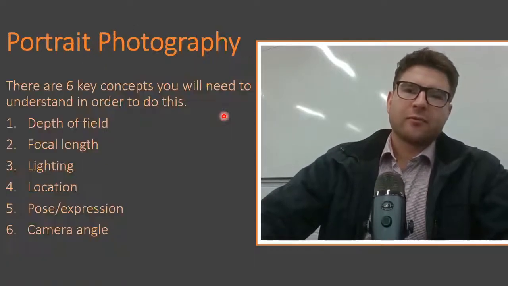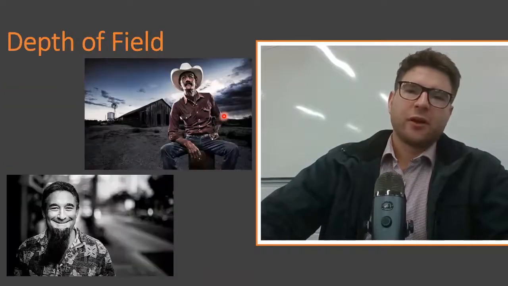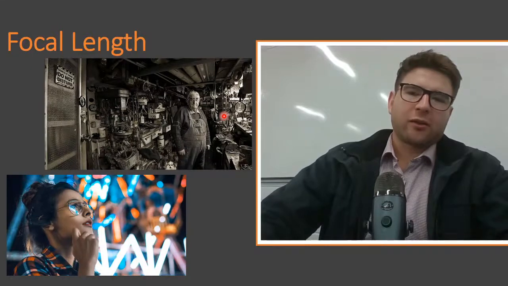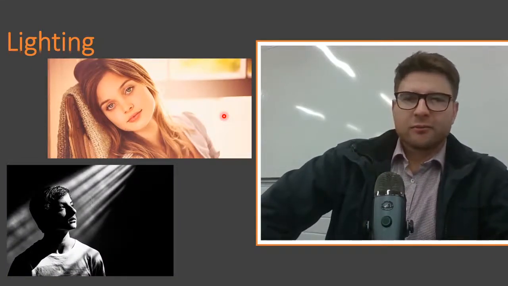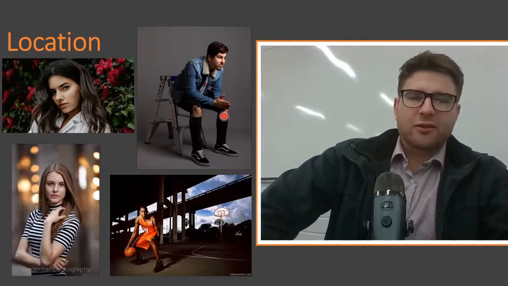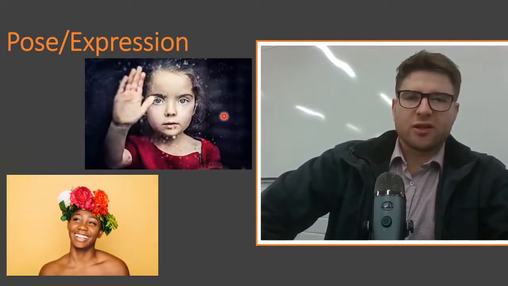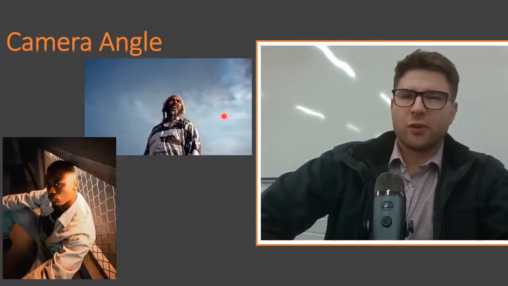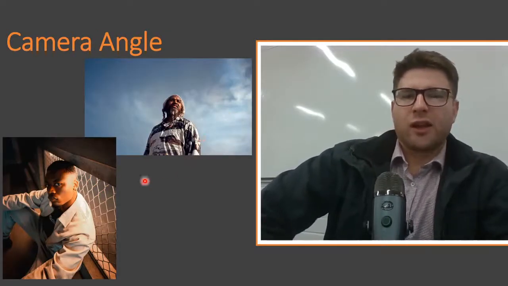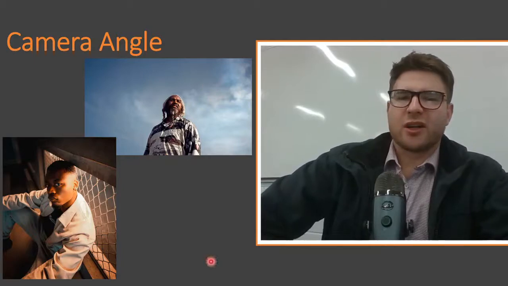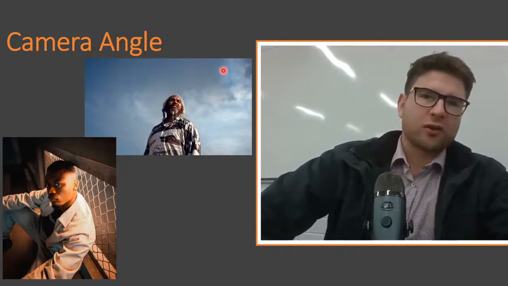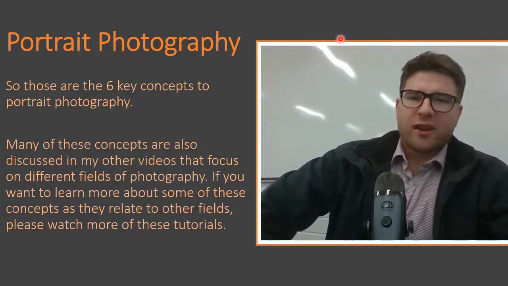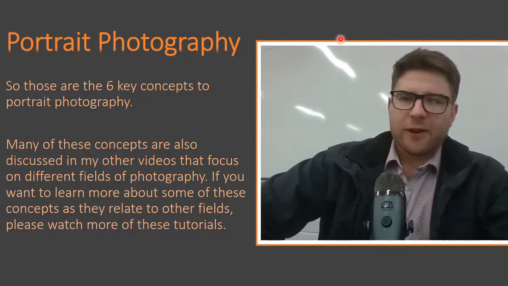So just to recap, those were depth of field, shallow and large depth of field, focal length, wide angle and long focal lengths, soft lighting and hard lighting, the location and how it relates to your subject, the pose and the expression and how that relates to the story you're trying to tell, and the camera angle, camera positioning, how you position yourself and the camera and what you include in the frame also contributes to that story. So these are the 6 concepts of portrait photography.